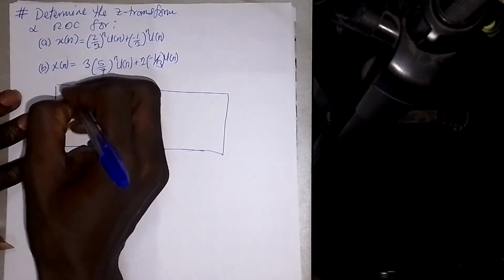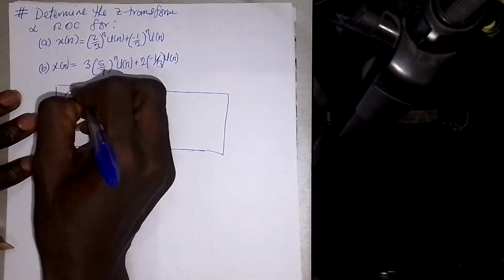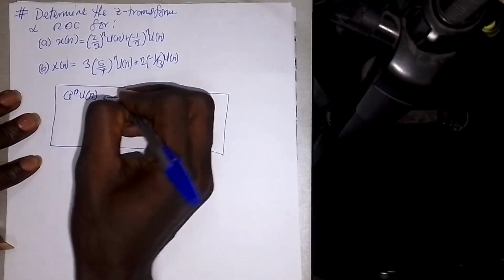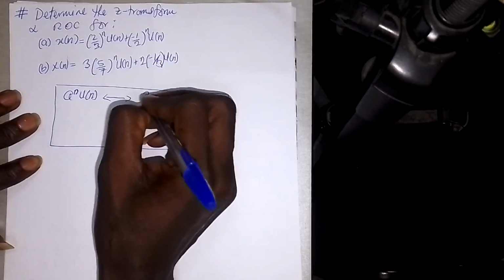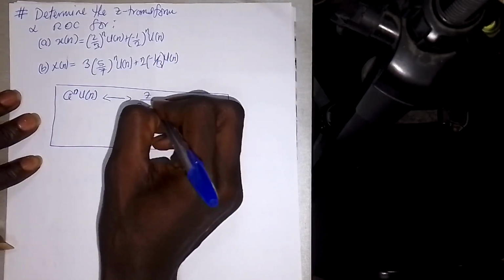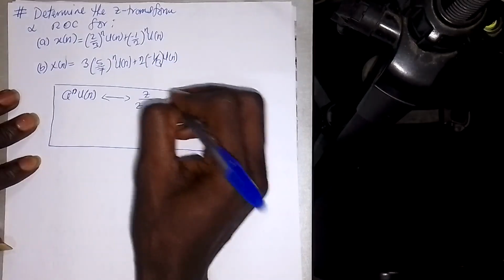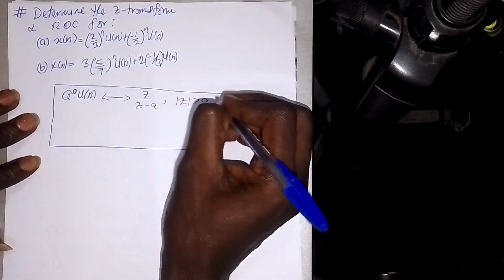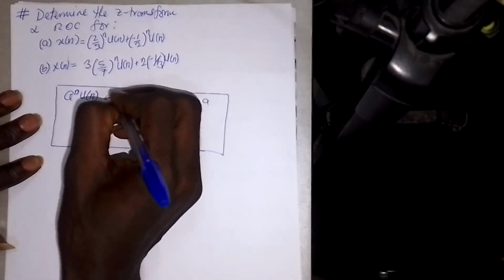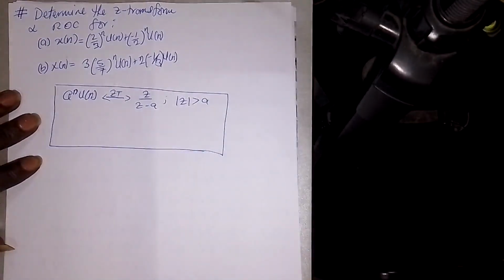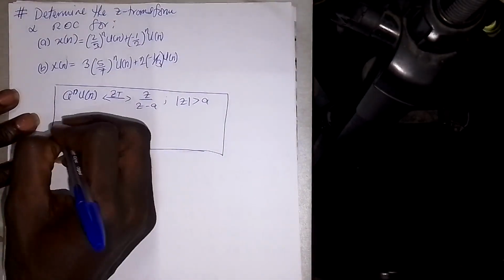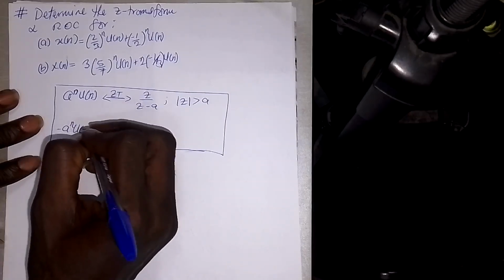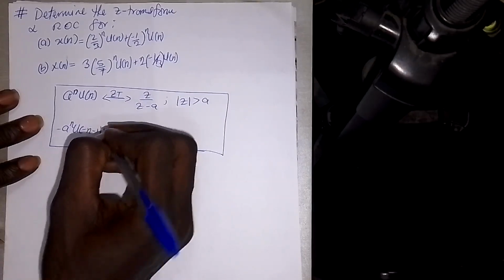We found the Z transform for a^n u[n], and we got z over z minus a. The ROC was such that mod z was greater than a. That is the Z transform. We also did the same thing for minus a^n u[minus n minus 1].